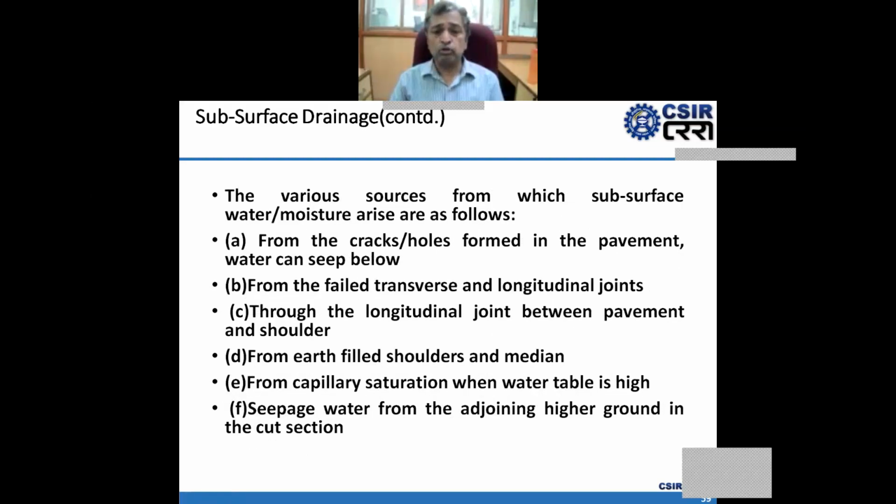These are the various sources of water for the subsurface: from the cracks and holes formed on the pavement, water can seep below the pavement layers; from the failed transverse and longitudinal joints in rigid pavements; from the longitudinal joints between pavement and shoulders, water may percolate into the layers below the pavement; from the earth-filled shoulders and medians.